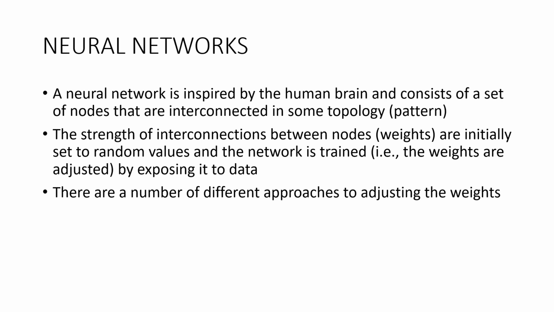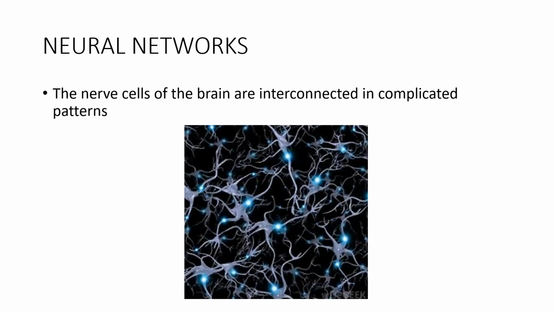You have a strength of interconnections between the nodes, which are specified by weights that are originally set to random values. Then you expose the neural network to data where the true value is known, and you adjust those weights to try to make it do better. There are a fair number of different approaches to adjusting the weights, but the one that's taught earliest is what's known as gradient descent, and we'll see that shortly.